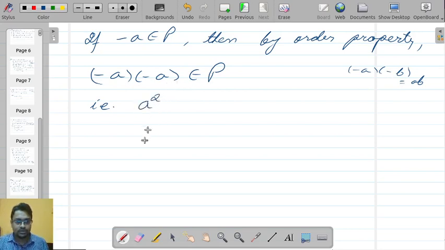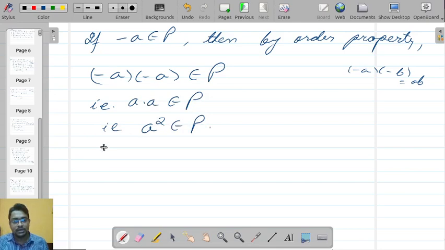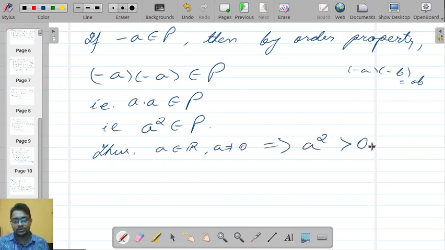Let me write it in two steps. That is, A dot A belongs to P, that is, A square belongs to P. So in all cases, A belongs to R with A not equal to 0 implies A square is greater than 0. This is what we have proved. So we have used this property which we had already proved.